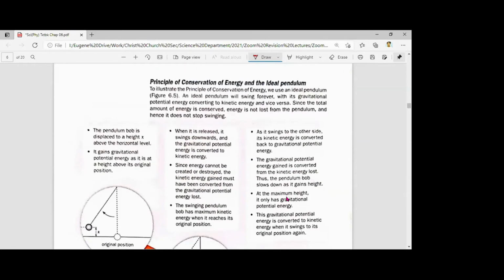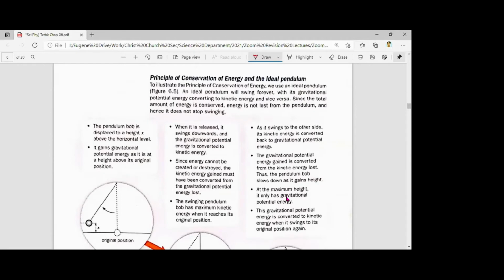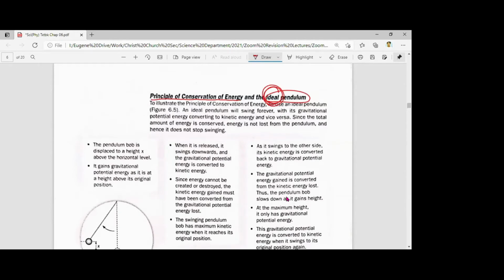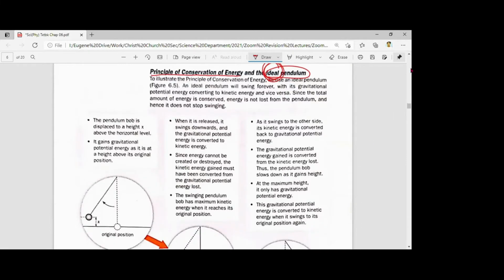In terms of the principle of conservation of energy, we're going to see it in terms of an ideal pendulum. Look at the word, there's the word ideal here. Generally, when you let a pendulum swing, it doesn't follow the principle. In the ideal case, the thing will just keep swinging non-stop. But in real life, when you swing a pendulum, you'll ultimately come to a stop. We're going to look at this a little bit.